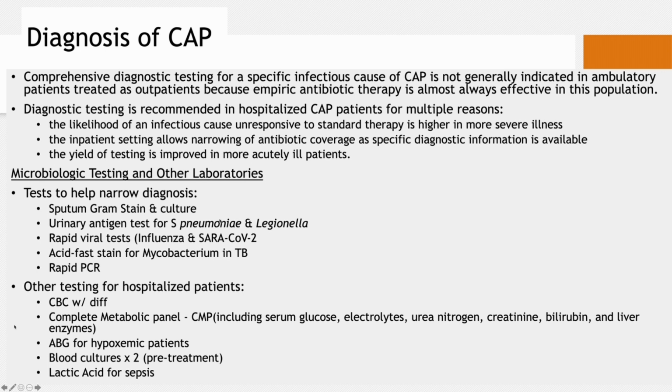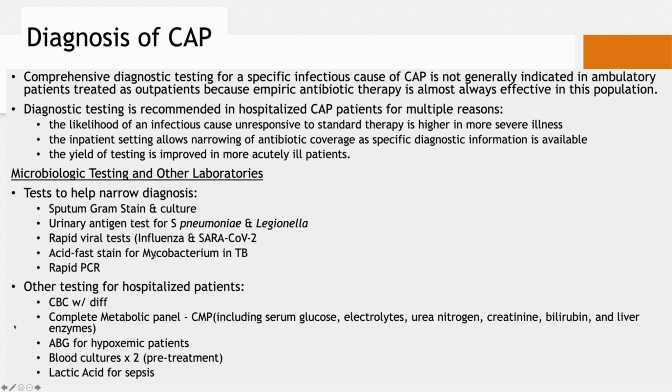For strep pneumo and Legionella pneumonia, there's a urine antigen test that we can run that'll help us determine if that's the cause. Other things that we tend to do are the rapid viral tests that help us rule those players out, and that's the rapid flu and then of course the COVID testing. Not SARA, but SARS.